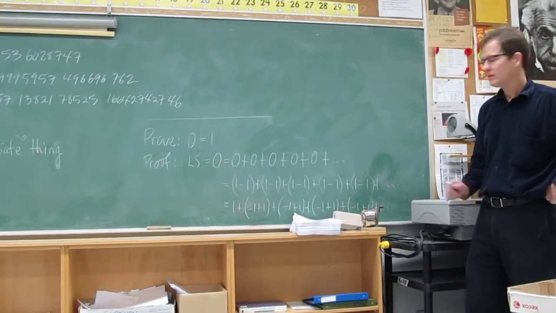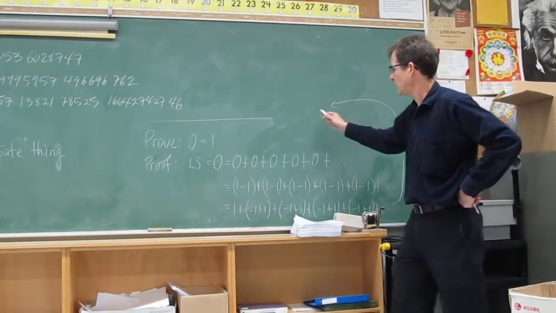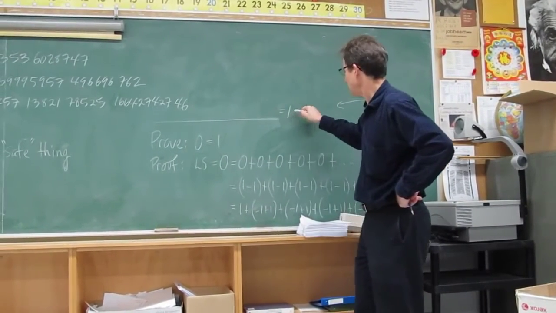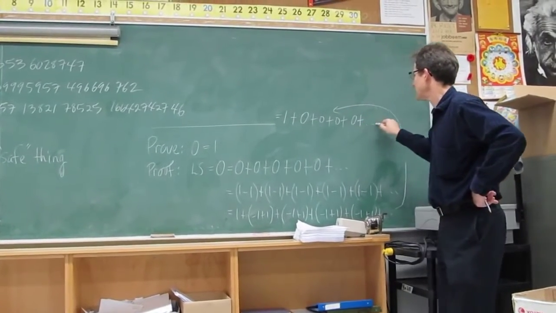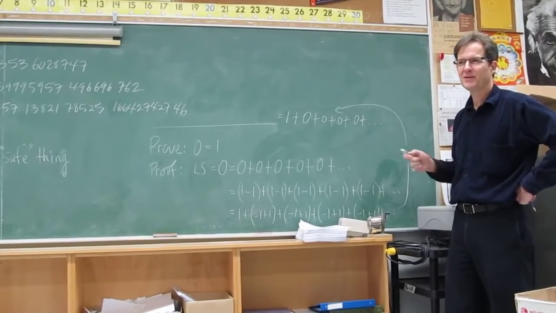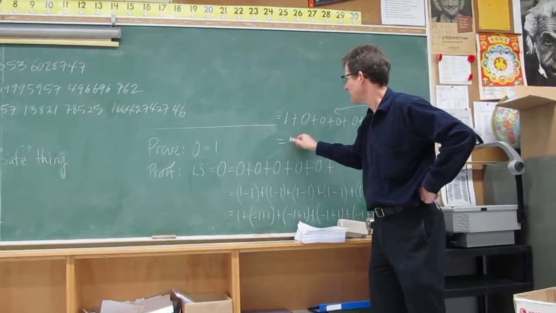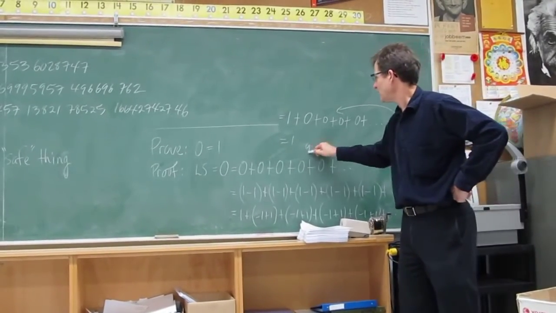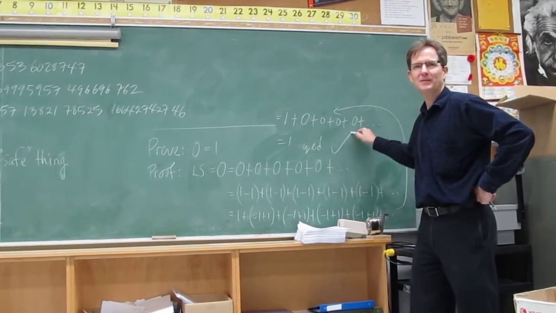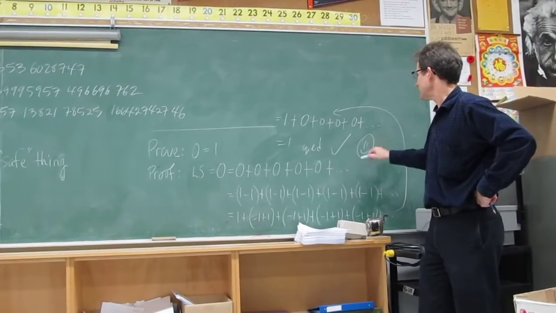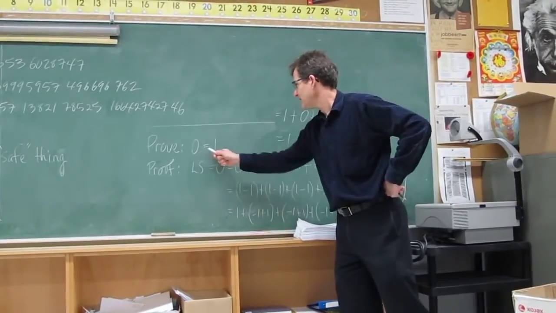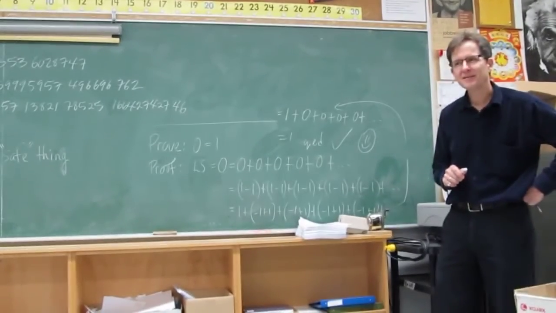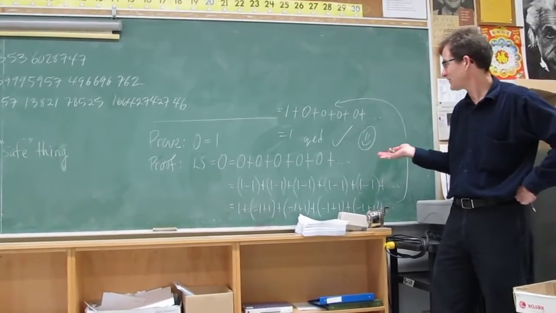But what's that equal to? If I do that up here, I get 1 plus 0 plus 0 plus 0 plus 0 plus a whole bunch of zeros. And we know that the zeros add up to 0, so that's equal to 1. QED, big fat check mark, or better yet, smiley face. And now you know that 0 equals 1. Right? It's got to be. I just proved it. No.